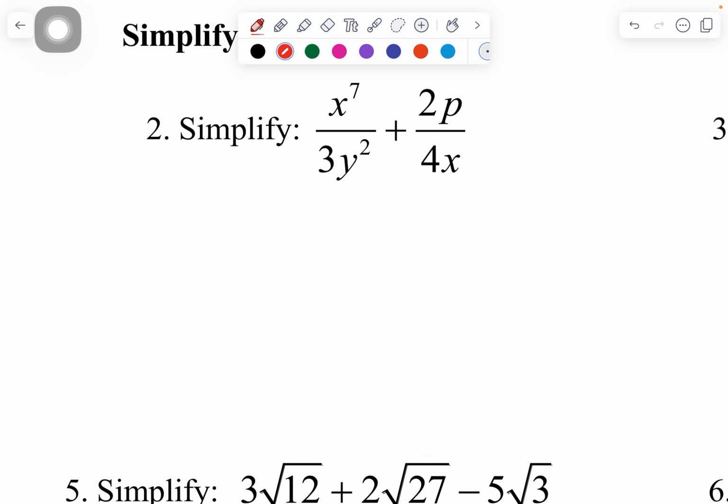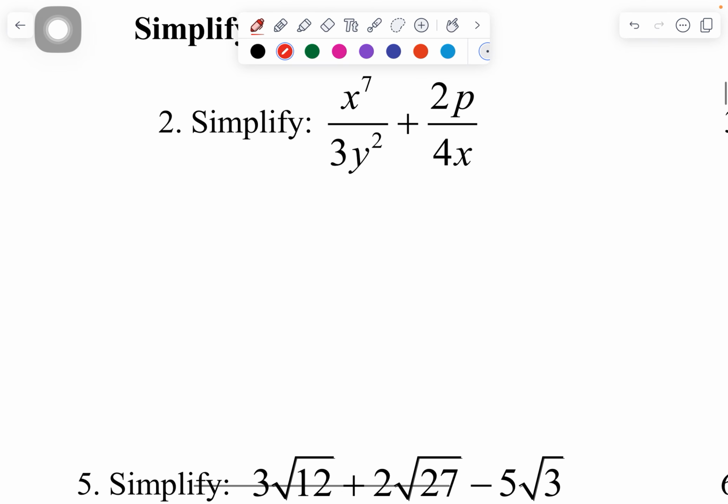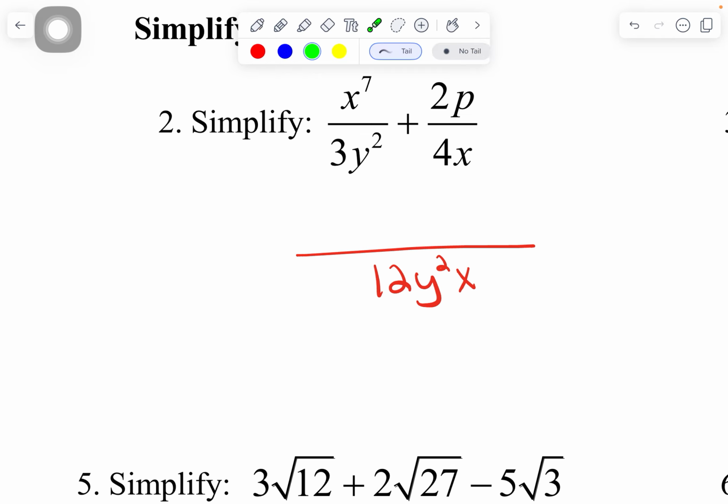Problem number 2, you need a common denominator. And the common denominator here is going to be, let's see, 3 and 4 is a common denominator 12, y squared, and x. Now, the order you write that doesn't particularly matter. So if you did 12xy squared, same thing. What I need to look for then is how to get from this current denominator to this one, and how to get from this current denominator to that one.